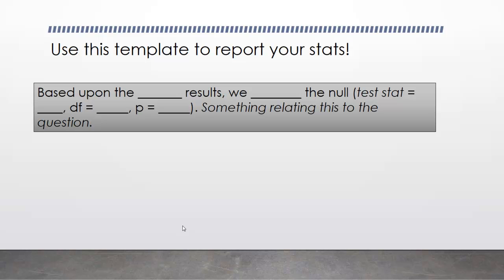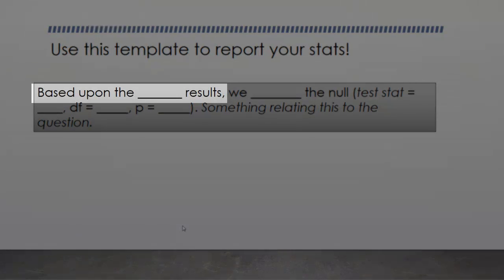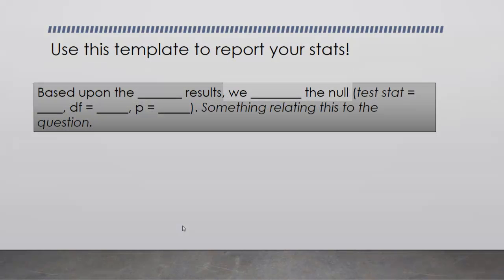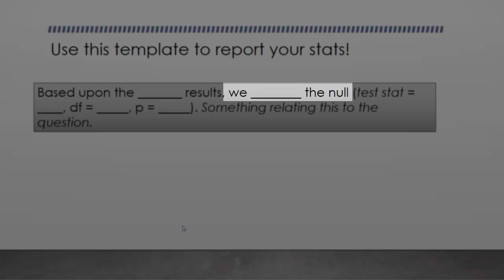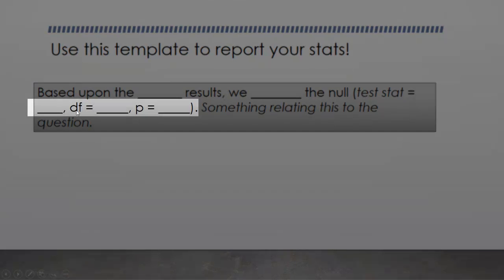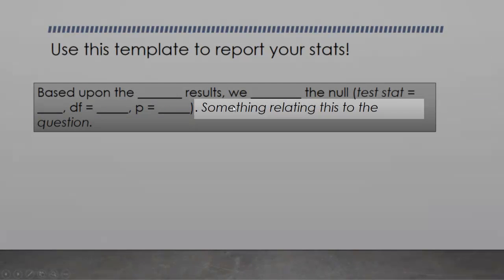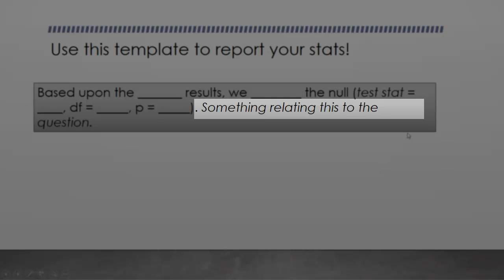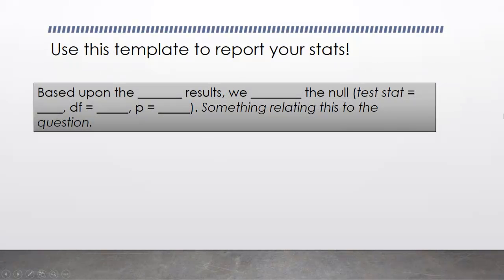And here's a template that I suggest you use when you're writing your reports. Based upon the blank results, so it would be a t-test results or ANOVA results or regression results, we fail to reject the null or we reject the null. That would be the second blank. And the test stat equals something, the degrees of freedom equals something, the P equals something. And then another sentence, something relating this to the original question. If you can use this template, then you are always going to report everything you need. And that makes me happy.